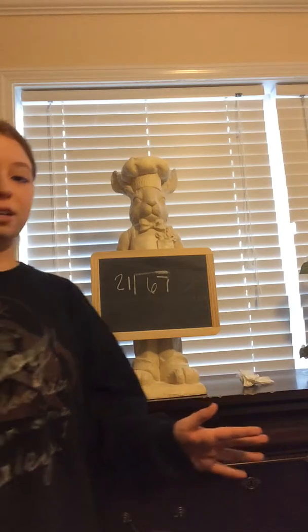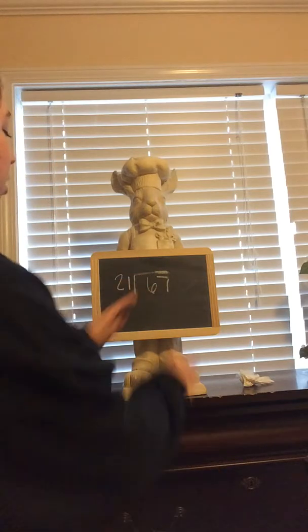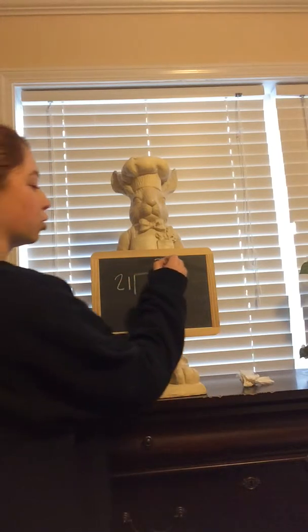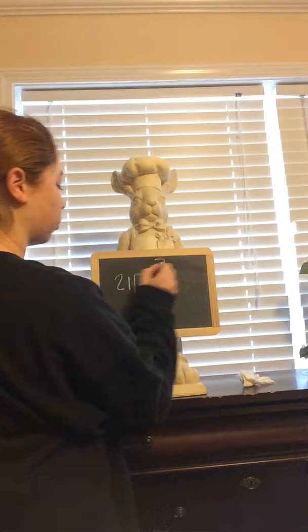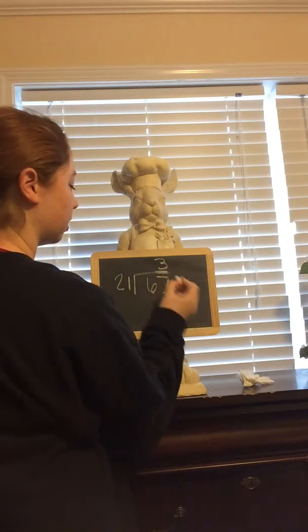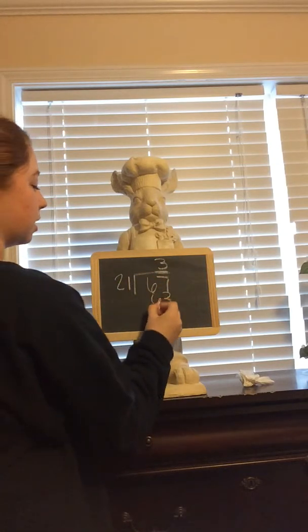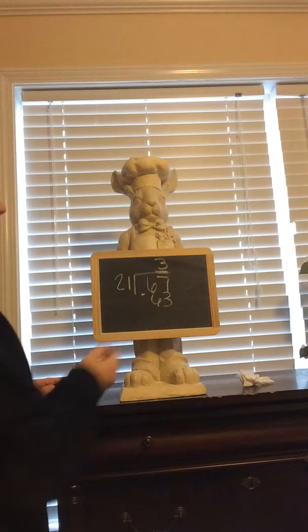Yeah, that's an easy way to start off. So let's do that. 2 divided by 6 is 3. 3 times 1 is 3. 3 times 2 is 6. Now what do we do? Subtract.